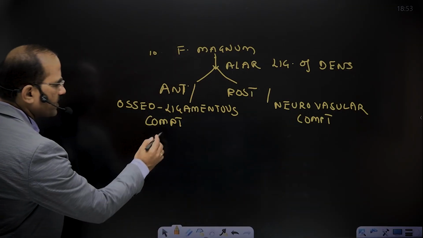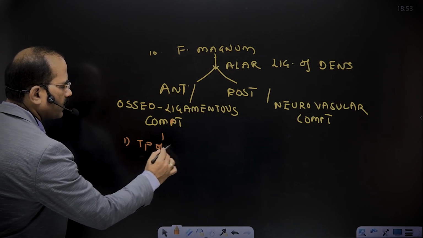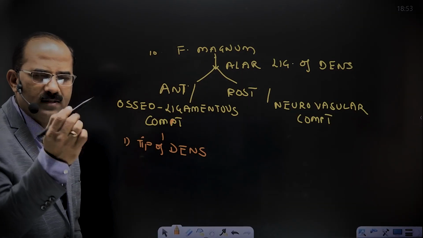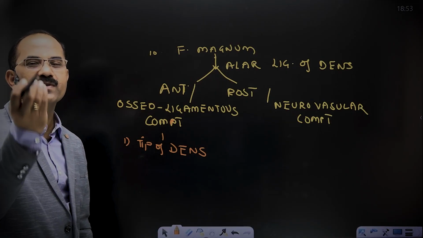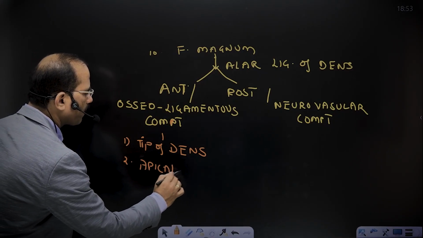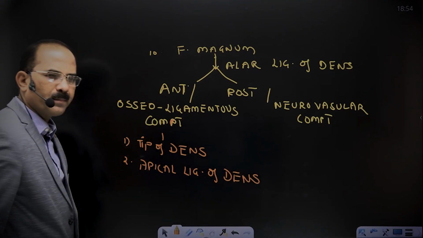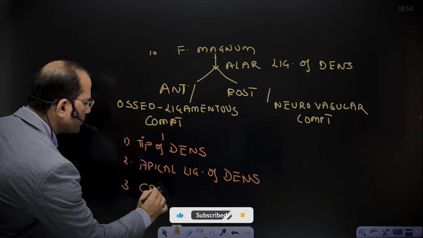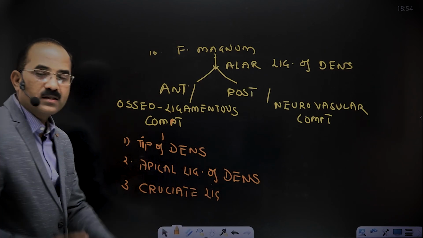Now what are the bones and ligaments which pass through the anterior compartment? Let me tell you. One is the tip of the dens. What is the dens? It's the part of the second cervical vertebra, and the odontoid process of the dens passes through it. Second, the apical ligament of dens, which I told you is a remnant of the notochord. And third, the cruciate ligament.